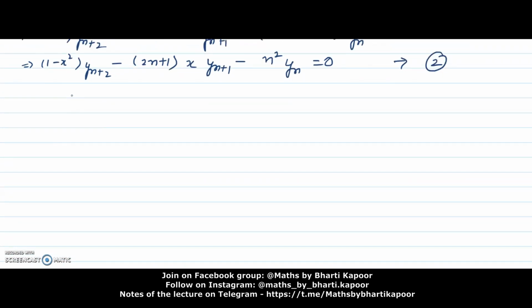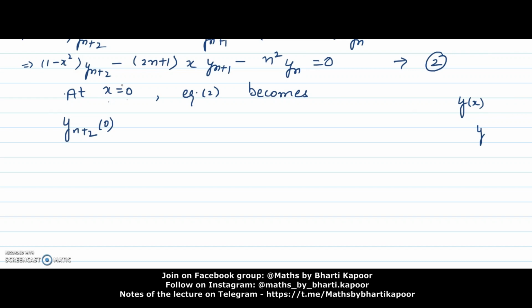At x equal to 0, equation 2 becomes yn plus 2 0, because y is always a function of x, so it is actually y(x). For the sake of simplicity, we keep writing y(x) as y, but actually this is y(x) because y is a function of x, which is sine inverse x.